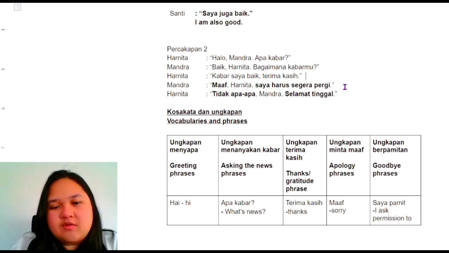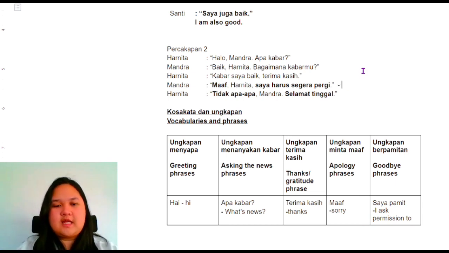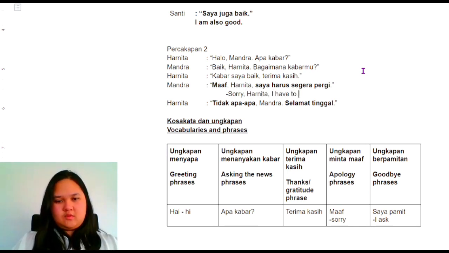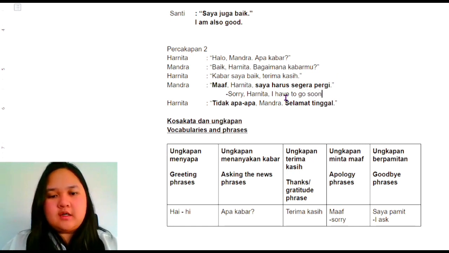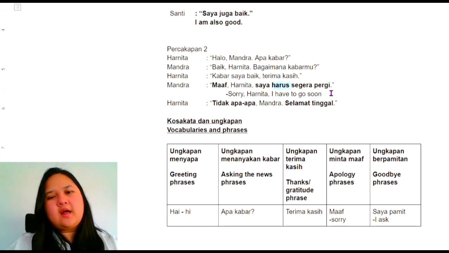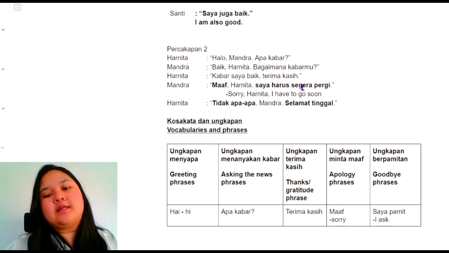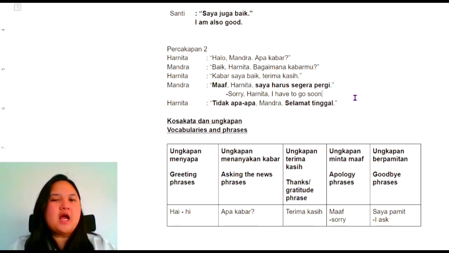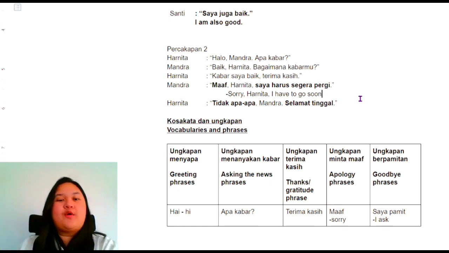Maaf Hanita, saya harus segera pergi. Sorry Hanita, I have to go soon. So here, saya harus, harus is have to, pergi is go or leave, and segera is soon, ya. I have to go soon. Saya harus segera pergi. Alright?